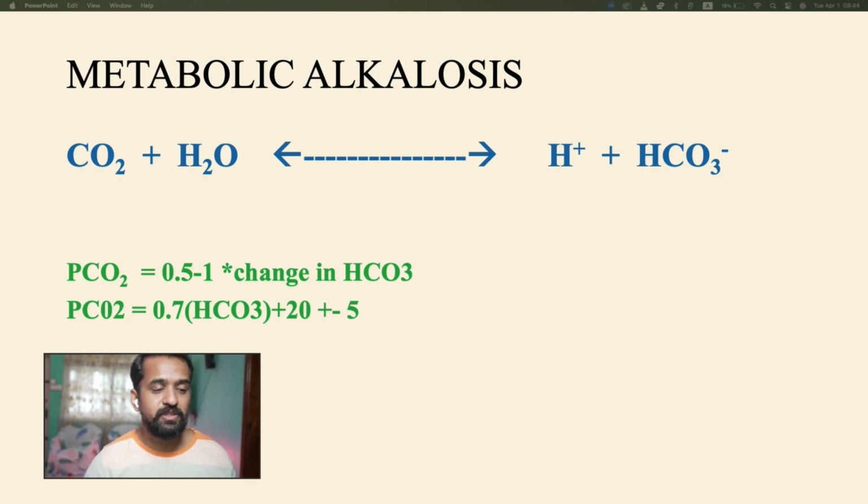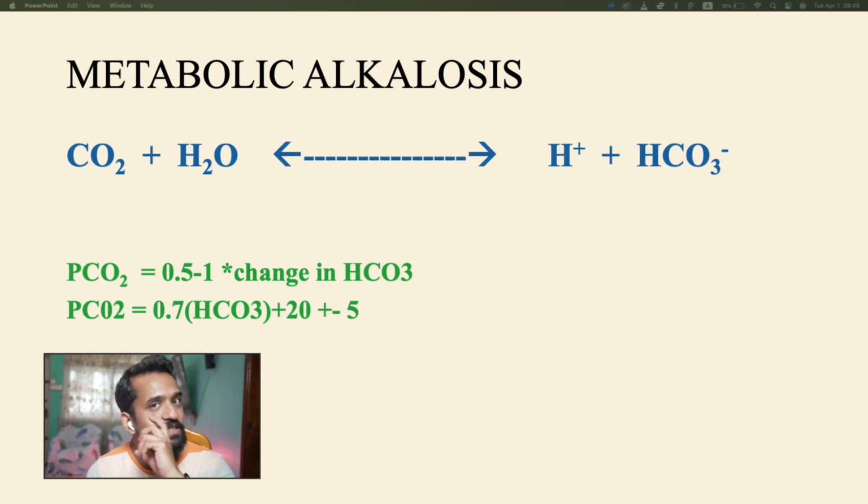So in metabolic alkalosis, as your bicarb rises, your body will try to retain CO2 to make the blood more acidic so as to neutralize the imbalance which is created in this case. So if you have more bicarb, bicarb will combine with hydrogen ions and create more CO2. And that's the compensation that you are trying to create in terms of metabolic alkalosis.